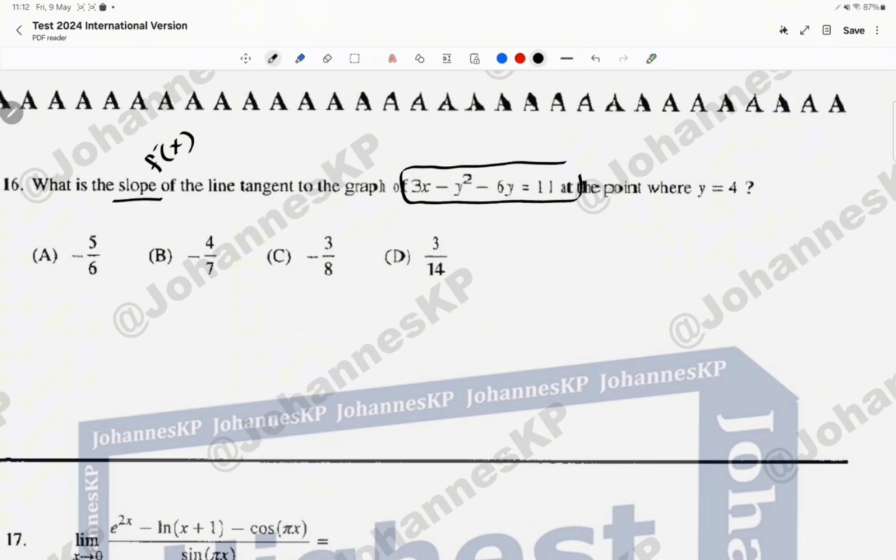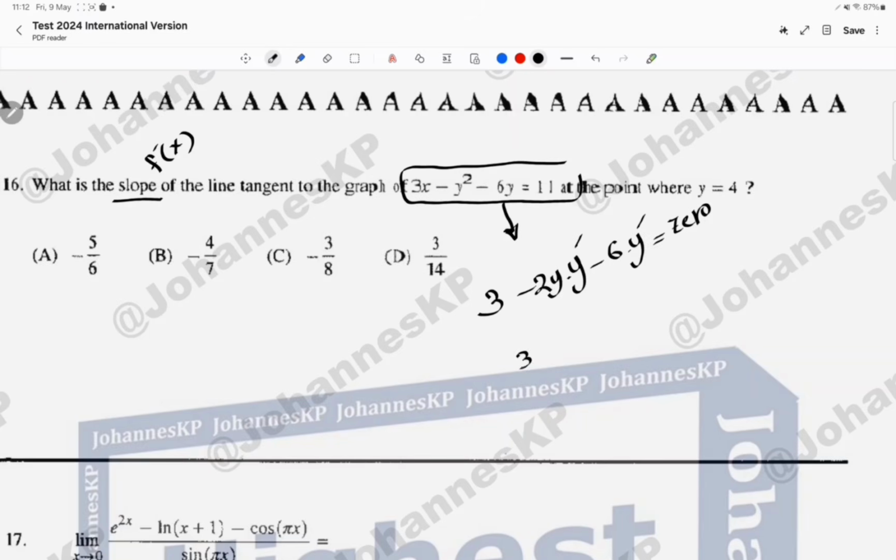What about the 11? Do you leave it like that? It becomes 0. So 3x becomes 3. Y squared becomes what? 2y times y prime. That's why it's called implicit differentiation. Minus 6y becomes what? Minus 6 times y prime. The whole thing is equal to 0.